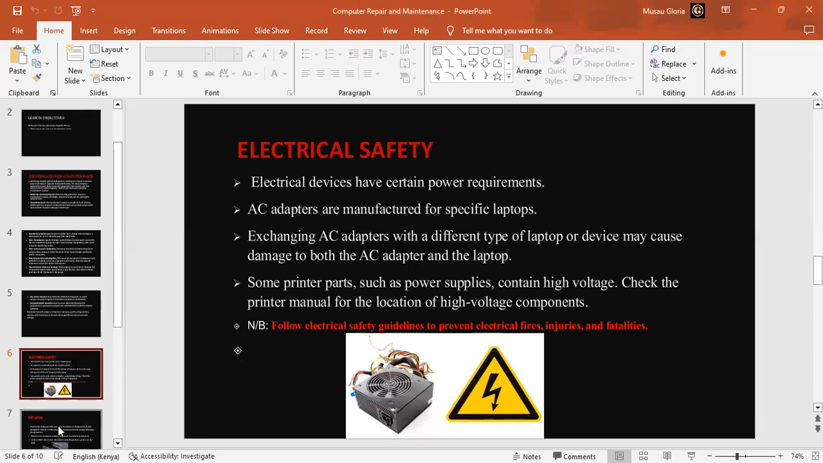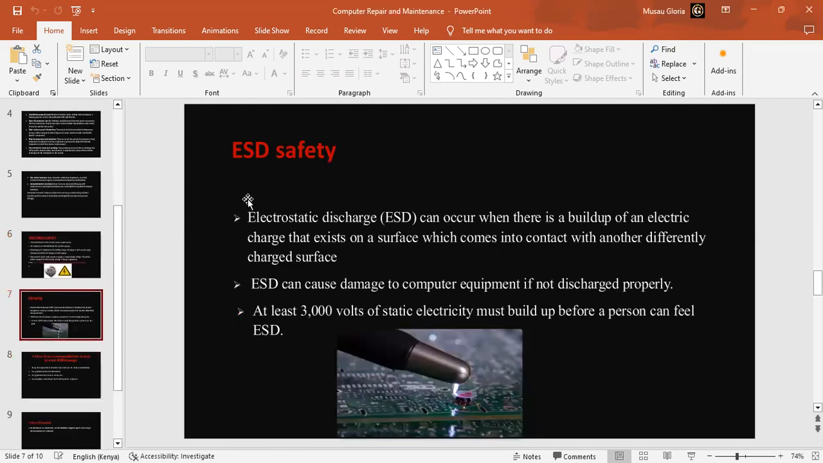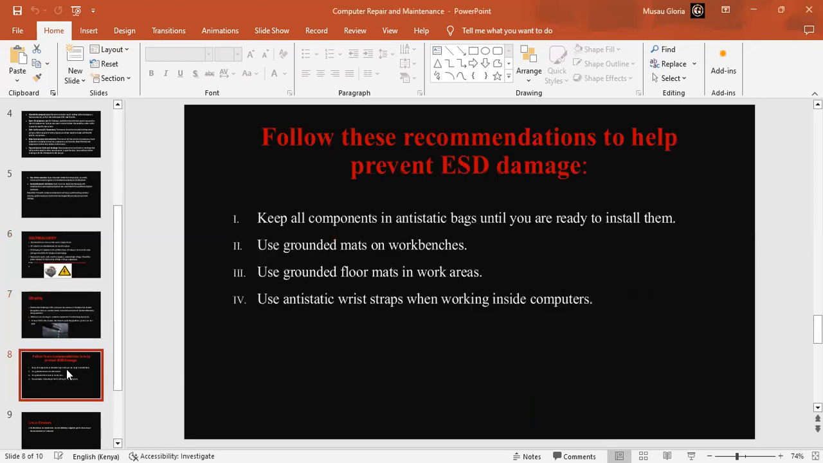Then you have something called ESD safety, how we can protect ourselves from ESD. ESD is electrostatic discharge. ESD can occur when there is a buildup of an electric charge on a surface which comes into contact with another differently charged surface. ESD can cause damage to computer equipment if not discharged properly. At least 3,000 volts of static electricity must build up before a person can feel ESD. We have different recommendations that you can follow to prevent ESD damage.